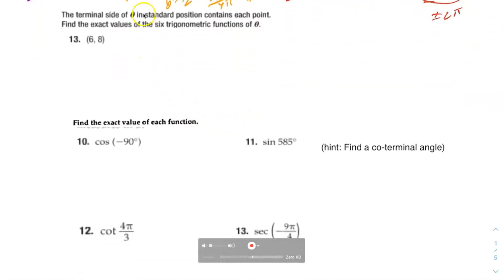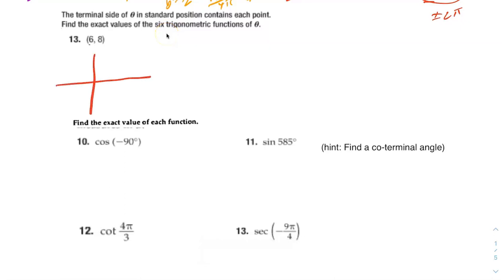Terminal side of an angle in standard position contains a point (6, 8). Find the exact value of the 6 trig functions. So I'm going to do all 6 trig functions here. Let's try 6, 8. You go over 6 and then you go up 8. That's the idea. Like 1, 2, 3, 4, 5, 6, up 8.